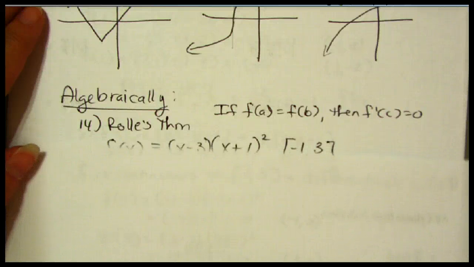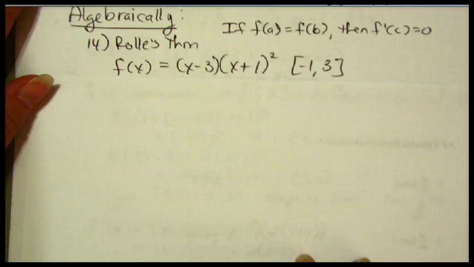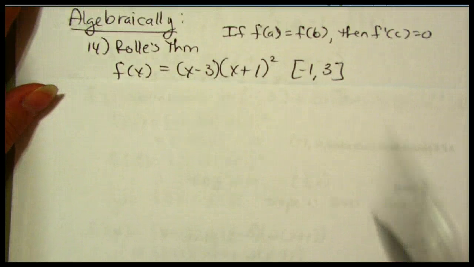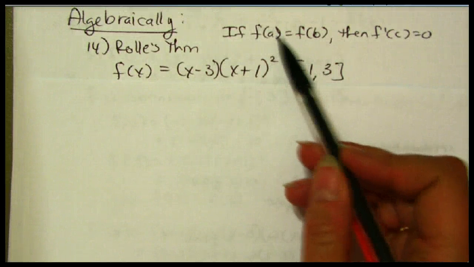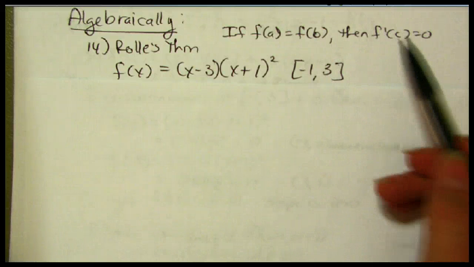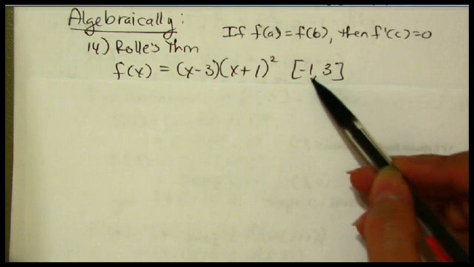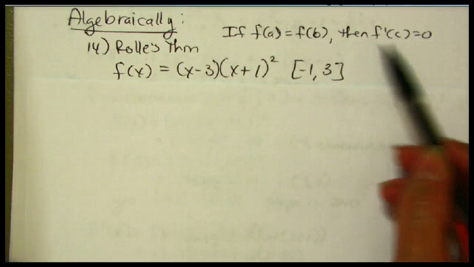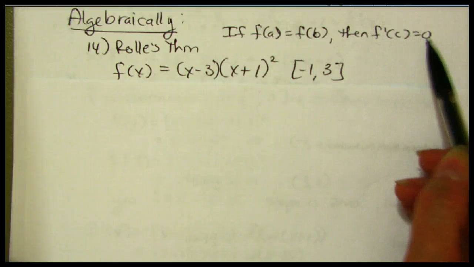Let's go ahead and do a problem for Rolle's theorem. That's the special case in which if I have f of a equals f of b, then there's some c in the open interval from -1 to 3 such that the slope will also be 0, such as this one.